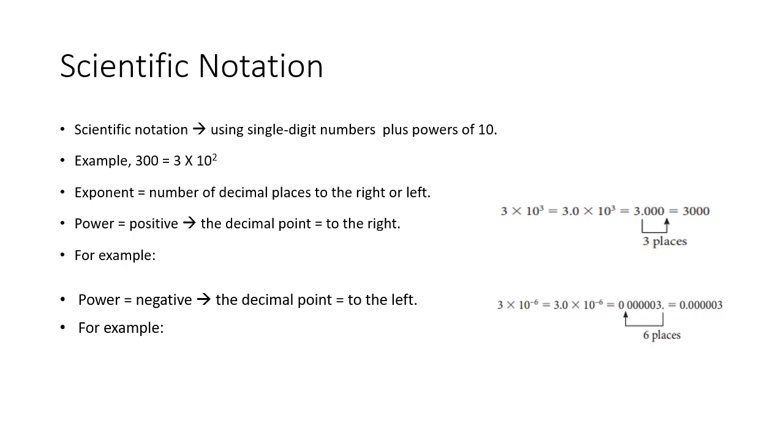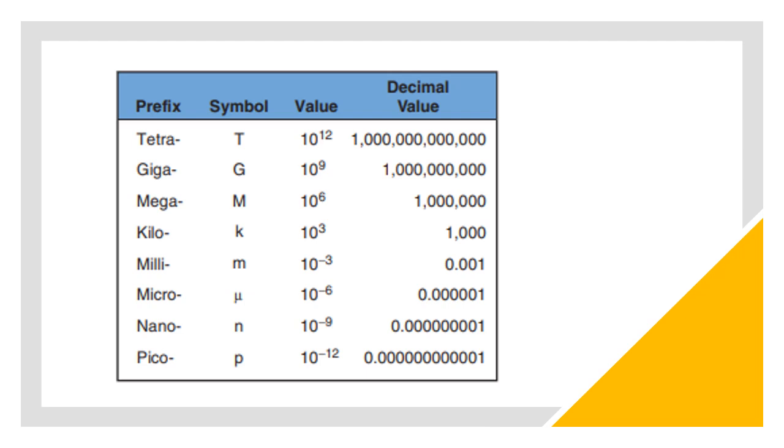If the power is negative, the decimal point is moved to the left. For example, 3.0 times 10 to the power of negative 6. Because the power is a negative number, 6, the decimal point will be moved 6 places to the left, which is equal to 0.000003. The figure lists some commonly used powers of 10, both positive and negative, and the prefixes and symbols associated with them.